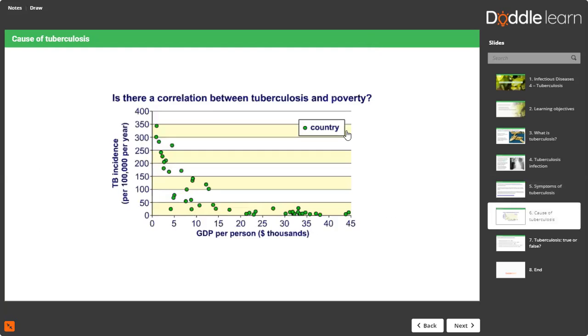So, cause of TB: is there a correlation between TB and poverty? This is our TB incidence up here in countries, and the amount of money in thousands of dollars spread out per person, so GDP. In countries where we're talking between $0 to $5,000 per person each year, the incidence rate of TB is highest, and we see that there is a decline to less and less the more prosperous and affluent a country is.